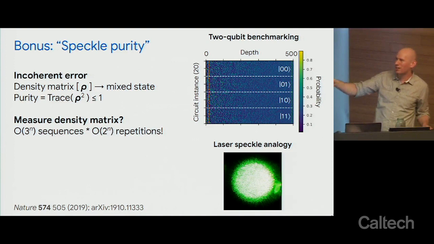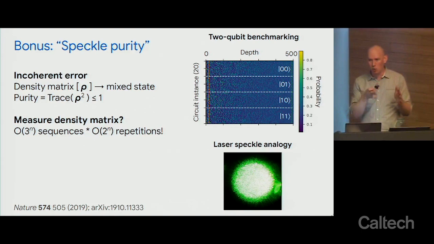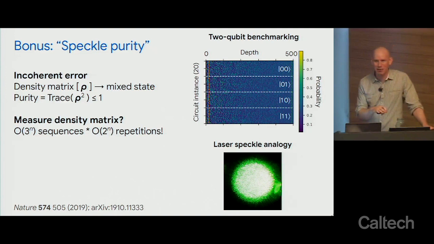But on the right, as we go to deeper depth circuits where we've done a large number of operations, it gets kind of smeared out and smooth. It's kind of uniform. This is very similar to a laser speckle, where if you reflect a laser off of a rough surface, you'll get bright and dark points called speckle. And where it's bright actually depends on the microscopic details of the thing you're reflecting off of. But it's a result of interference. And that's what we're seeing here.